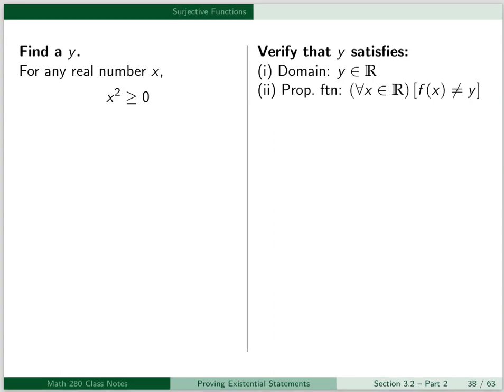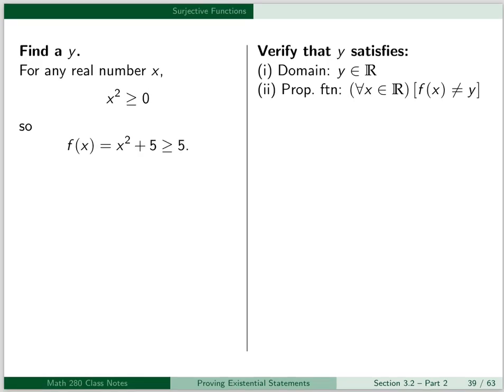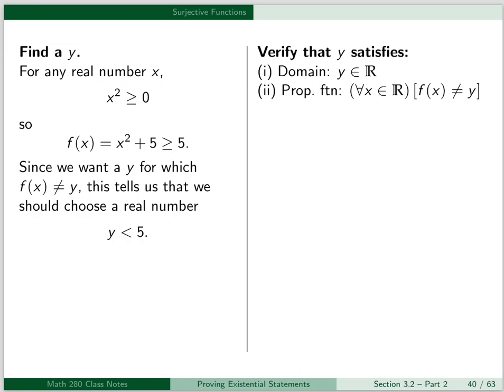So we have for any real number x, x squared is greater than or equal to 0. So our function f of x, which is x squared plus 5, will be greater than or equal to 5. Since we want a y for which f of x is not equal to y, this tells us that we should choose a real number y less than 5.